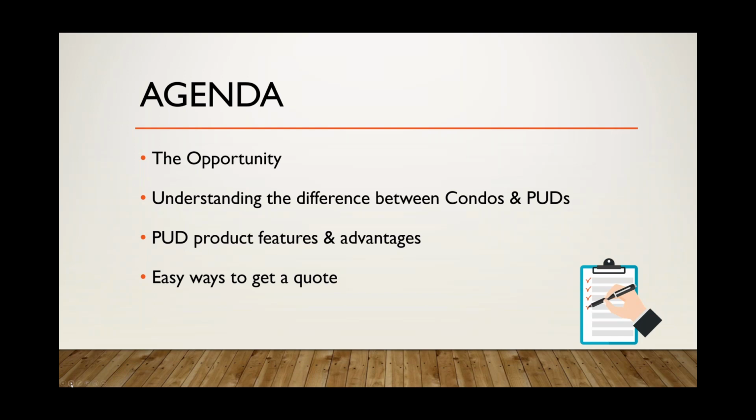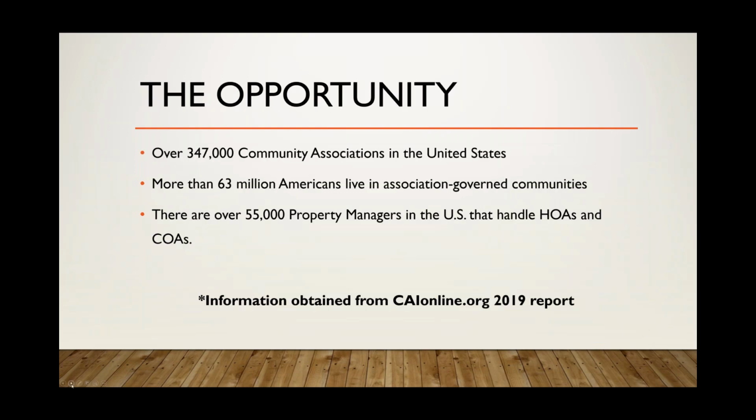But today, what we're going to talk about is really the opportunity. Why do we even talk about community associations as a separate sector? And just really understanding the differences between the different types of associations that are out there, with a main focus on PUDs or planned unit developments. And then we'll talk about the features and advantages and the easy ways that you can get a quote. I challenge you, this will probably be the easiest group you can work with and the most experienced group in the world of PUDs through CID.